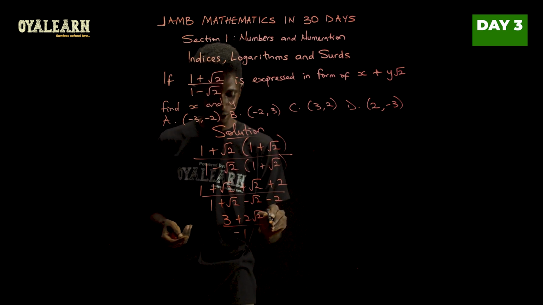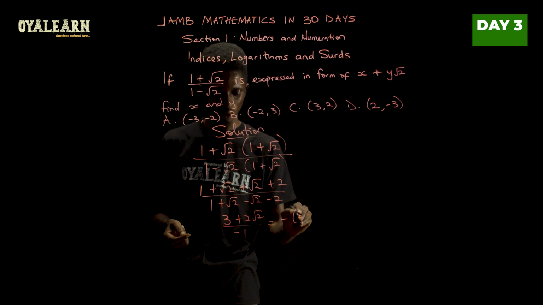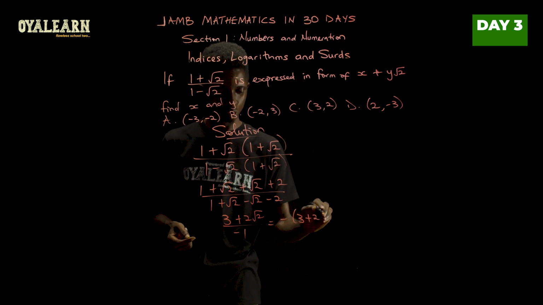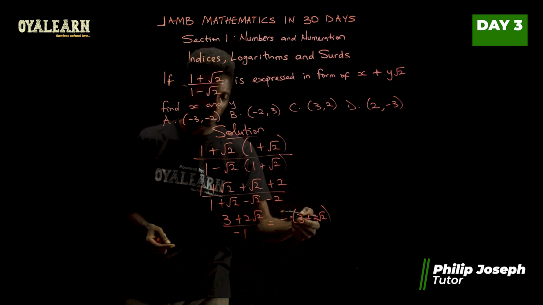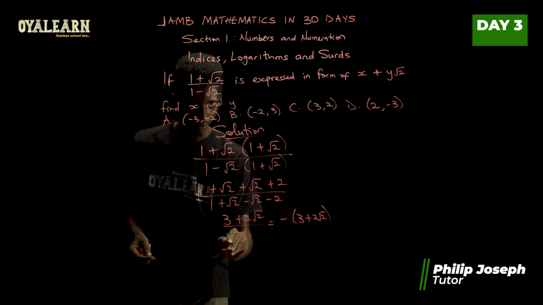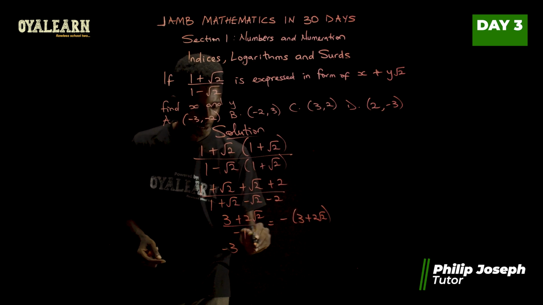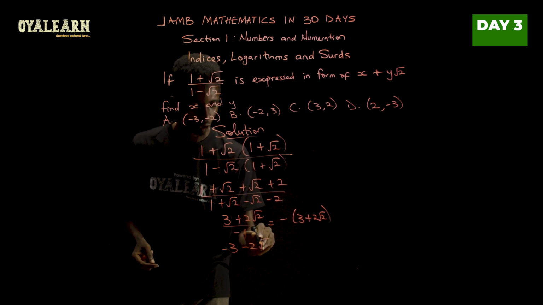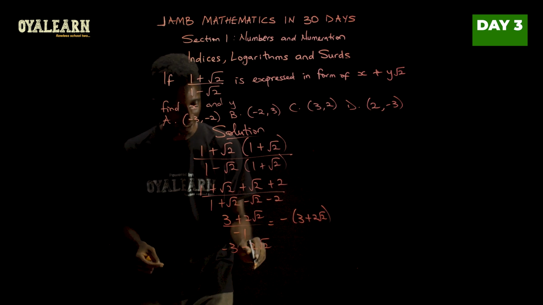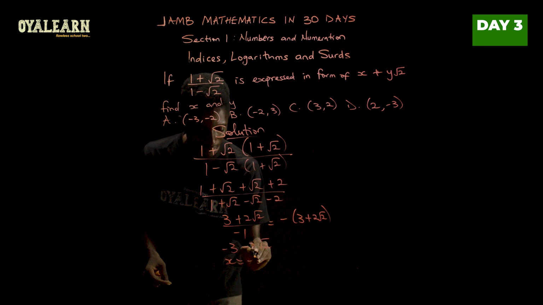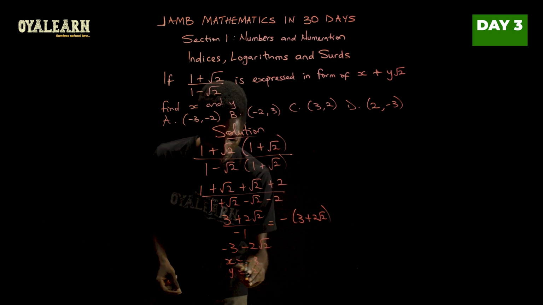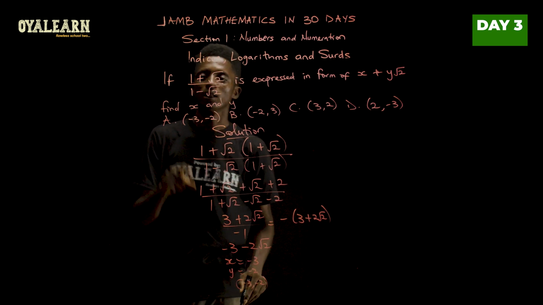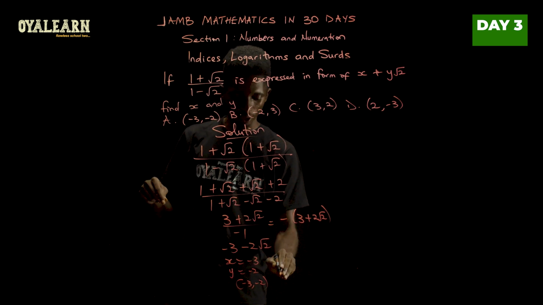Which is the same thing as just writing a negative sign into 3 plus 2 surd 2. Now, let's open this bracket with the minus sign. We'll then have minus 3 minus 2 surd 2. That is, x is minus 3 and y is minus 2. So, our answer is minus 3, minus 2. The correct option will be option A.